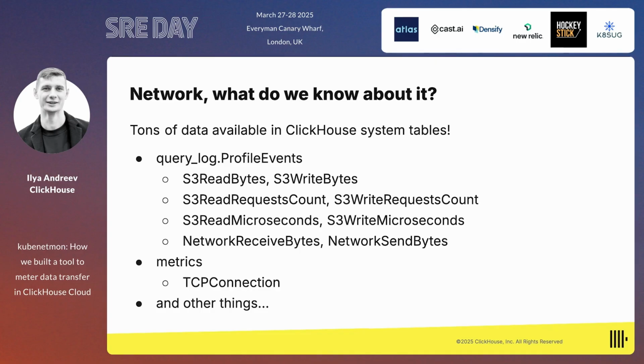In particular, the most famous one is query log, where you have information about every individual query. And one of the columns is profile events, which gives you information about the performance of the query. And there is some network related information here. There are also different metrics ClickHouse provides in its system metrics table, such as the number of connections.